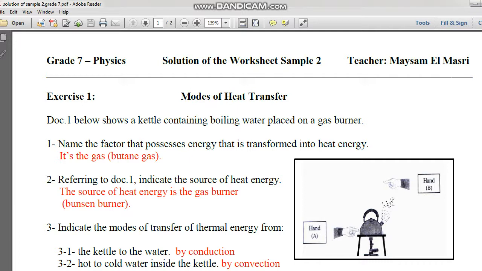Part 1 says: name the factor that possesses energy that is transformed into heat energy. I want the factor here that has energy which it transforms into heat energy.